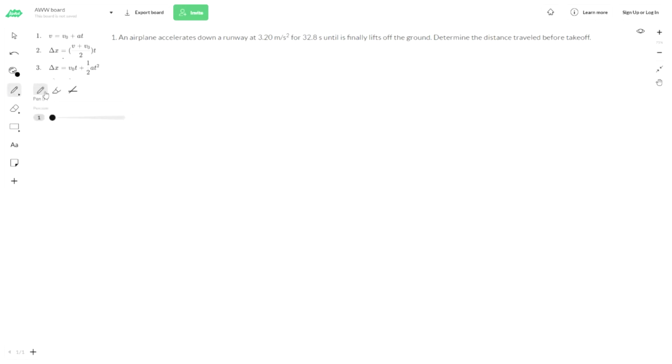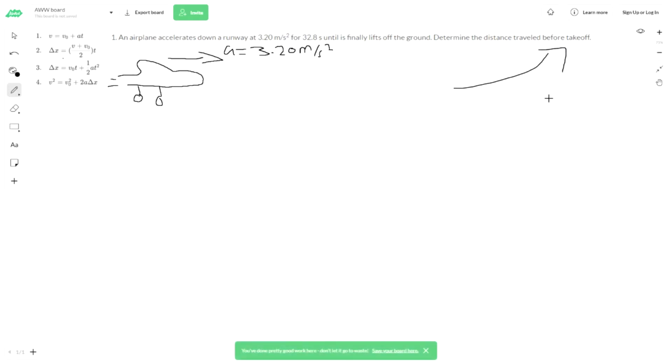So first, let's outline our givens. Actually, first, let's draw out a diagram. So we have an airplane. It's going down a runway with an acceleration of 3.20 meters per second squared until it finally lifts off the ground. We're also given t equals 32.8 seconds.